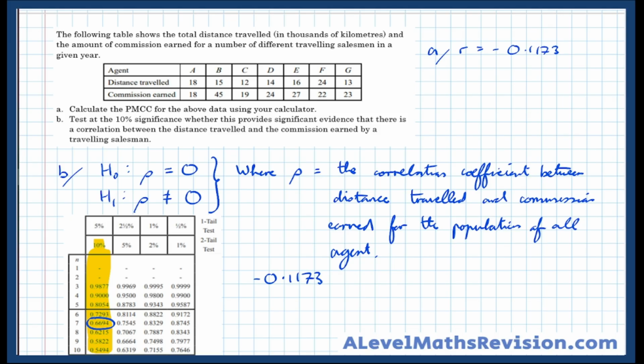And remember, this is negative now, so we imagine all the numbers in the table are negative. We've got a negative value in our two-tailed test, so we imagine these are all negative here, and our value is bigger than minus 0.6694. So this is exhibiting less correlation than that because it's further away from minus 1. Therefore, we can't reject H0. This has less correlation than our critical value, so we do not reject H0.